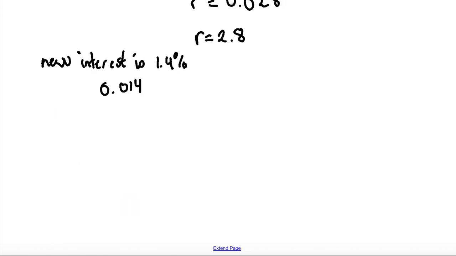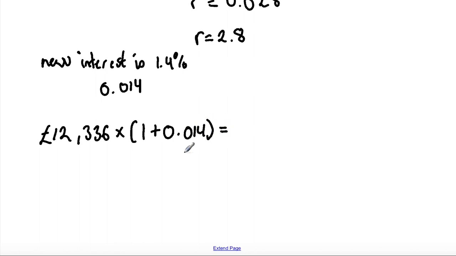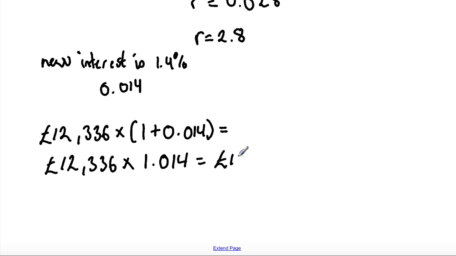0.014. I'm now going to substitute the new interest rate 0.014 into the compound interest equation. So we should have 12,336 pounds times open brackets 1 plus the new interest rate in decimals 0.014 close bracket. Okay, we're going to multiply it together. So let me just rewrite that down. So 12,336 times 1.014, which equals 12,508 pounds and 0.04 pence. So that's our final answer.